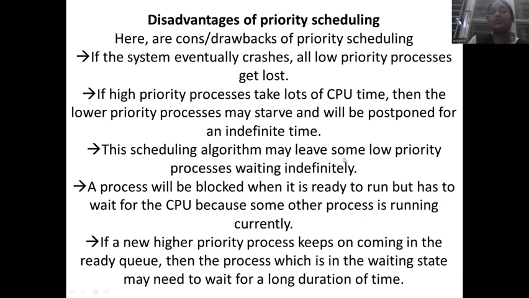This scheduling algorithm may leave some low priority processes waiting indefinitely. A process will be blocked when it is ready to run but has to wait for the CPU because another process is currently running. If new higher priority processes keep arriving in the ready queue, then the process in the waiting state may need to wait for a long duration. As we have seen, if the higher priority process keeps executing and coming into the ready queue, then the lower priority process will be in the waiting state for a longer duration, and this may cause starvation. Thank you.